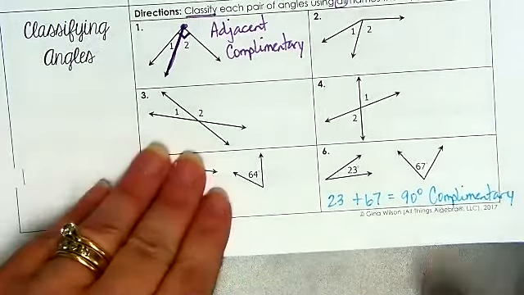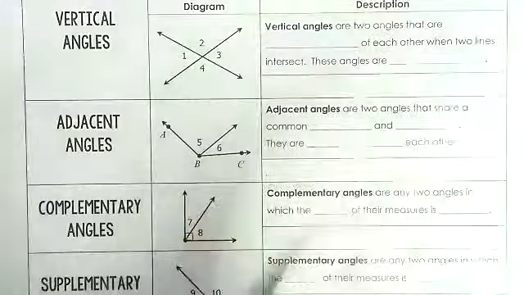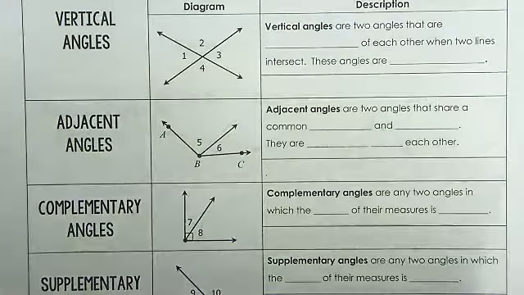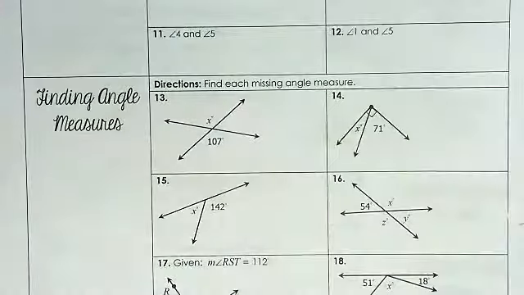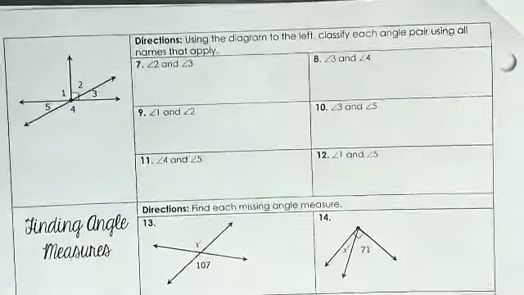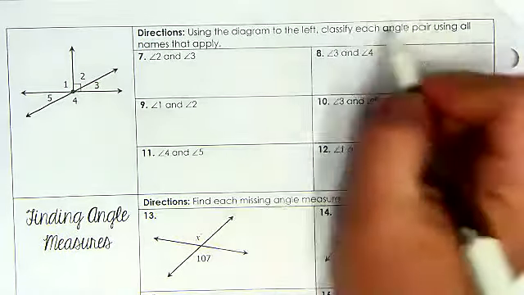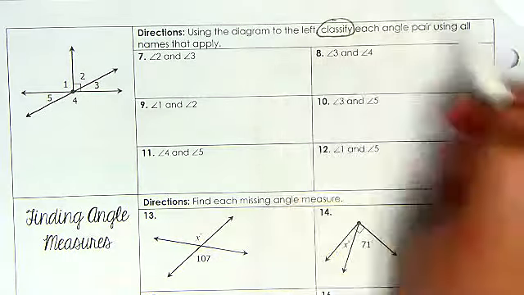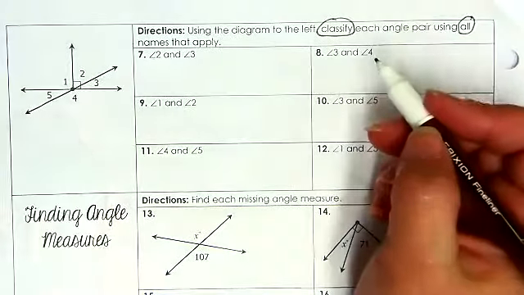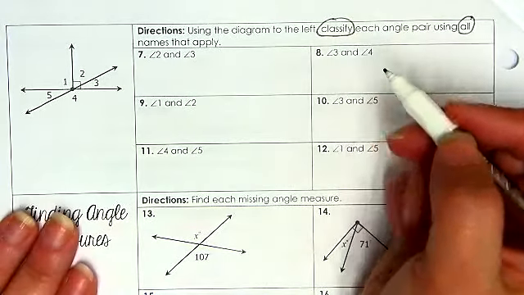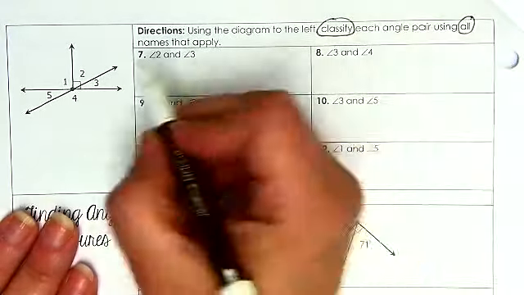All right, on the back. Get into some more application scenarios with these angles. Okay, for this section, we're going to use the diagram to the left, and we're going to classify each angle pair using all the names possible. Okay, so we're going to talk about number 8. So I'm looking at angle 3 and angle 4. So I'm looking here and here.